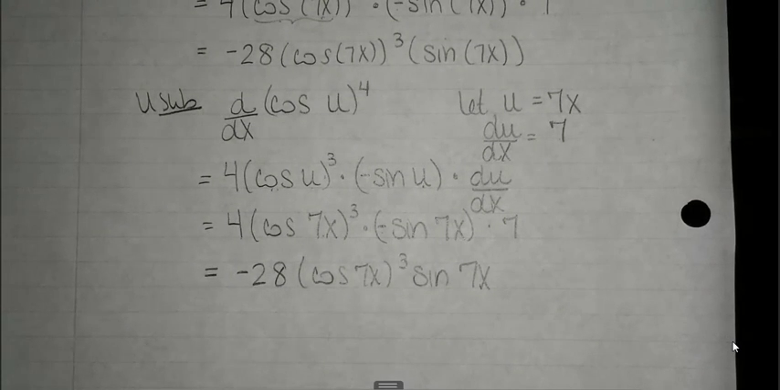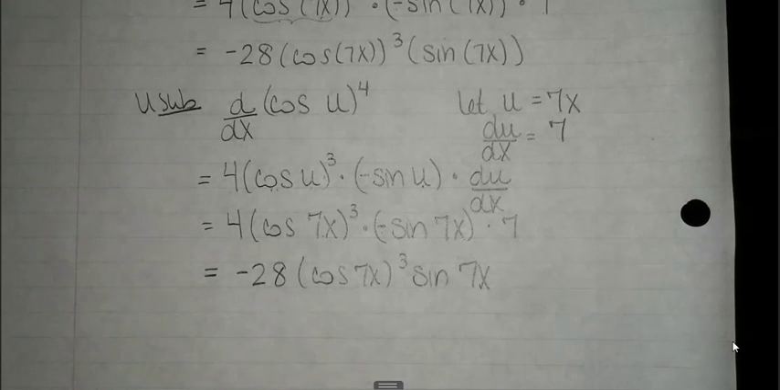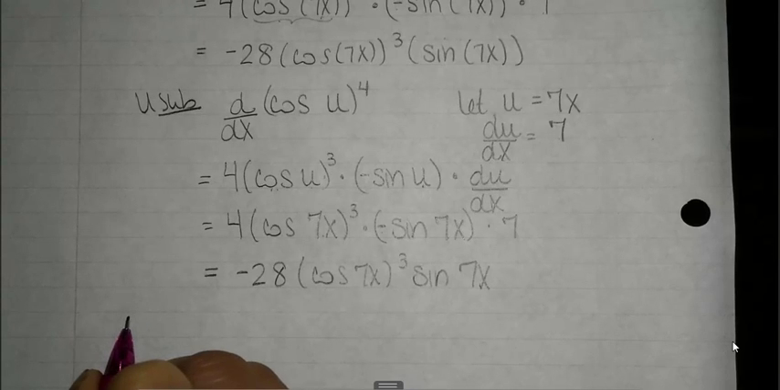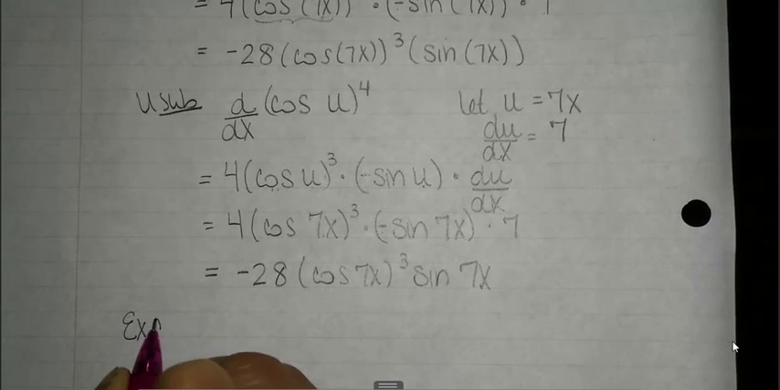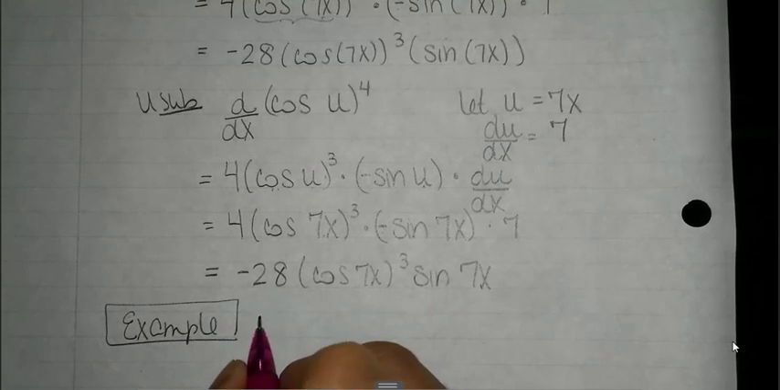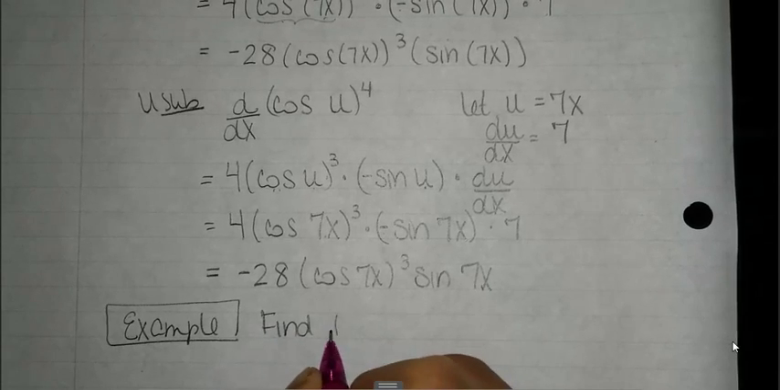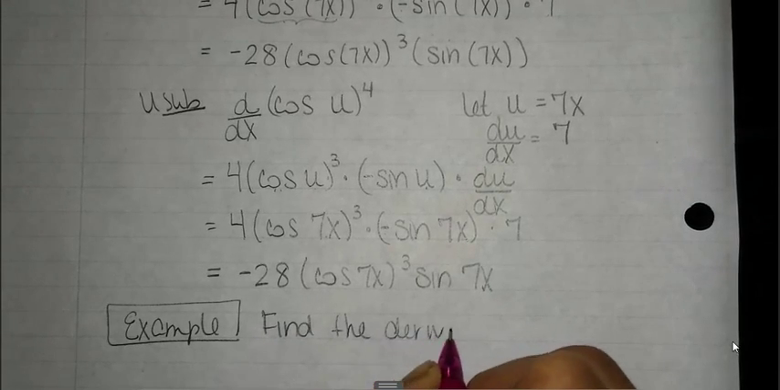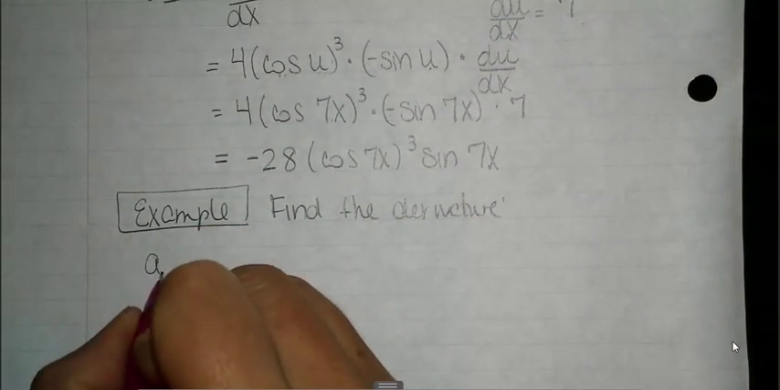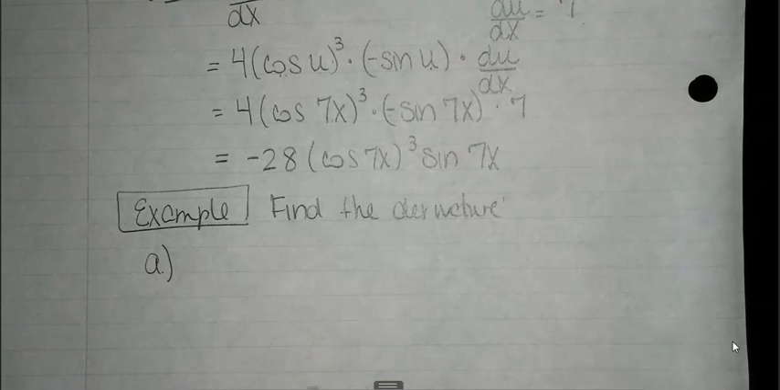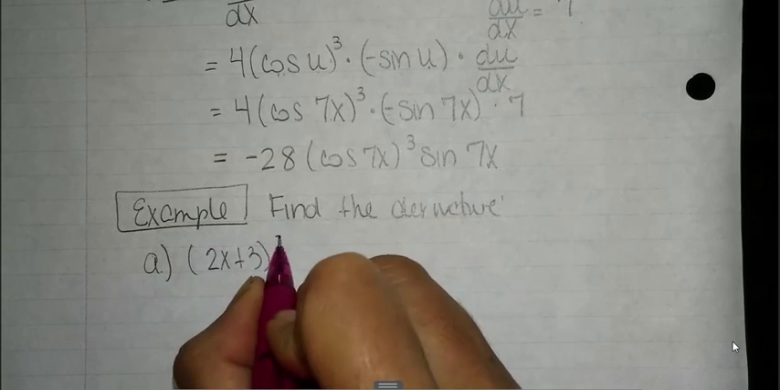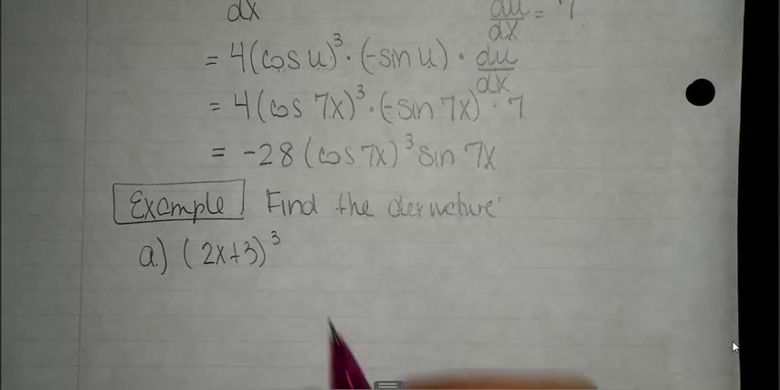I think let's do a couple more problems. So let's do kind of an easier one. How about we do another example? These are just some that I came up with. So we're going to find the derivative. Okay, so the first one, these will be a little bit easier than even the example I just gave you. 2x plus 3 raised to the third power. Okay, so we want to know the derivative.